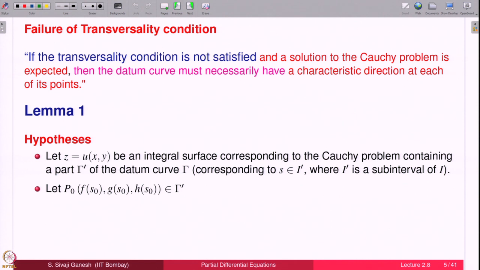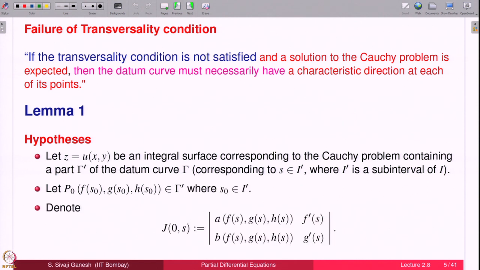Now take a point on gamma dash and denote J0(s) is precisely that determinant which comes in the transversality condition, A B here, f dash, g dash. (A, B) is the tangential direction for the base characteristic curve at the base characteristic curve passing through the point (f(s), g(s)), but because it is quasi-linear it is tied up with the value h(s) also. (f prime, g prime) is the tangential direction to the base characteristic curve, to the projection of gamma, which is gamma 2, it is a tangent for that.